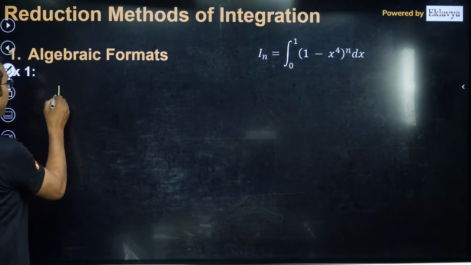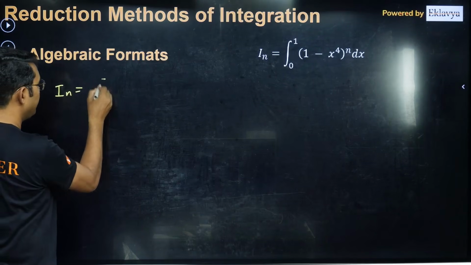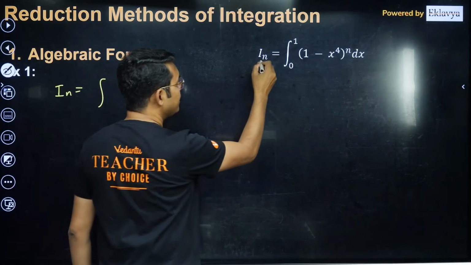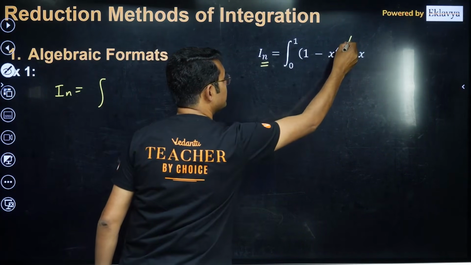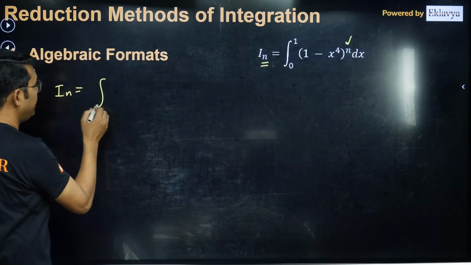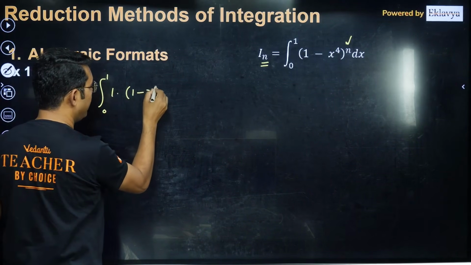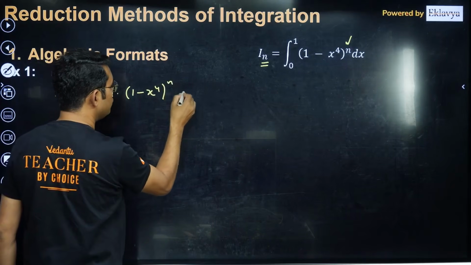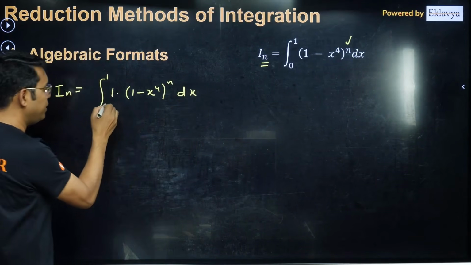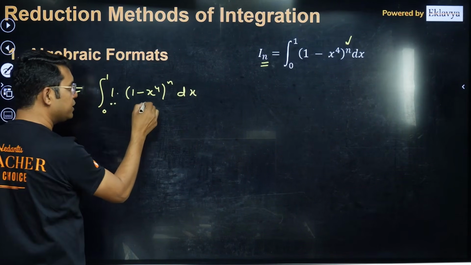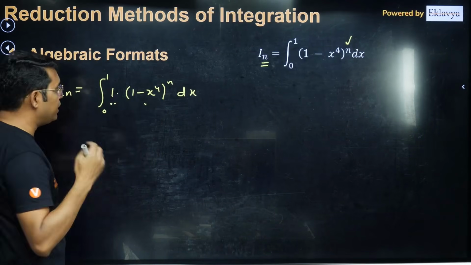So I will be writing this, first of all, with this n coming from the power over this bracket. Okay, so I am writing it as the integral from 0 to 1 of 1 into (1 minus x to the power 4) whole raised to the power n dx. Now 1, let me take this as a second function, and this as a first function. So by parts.